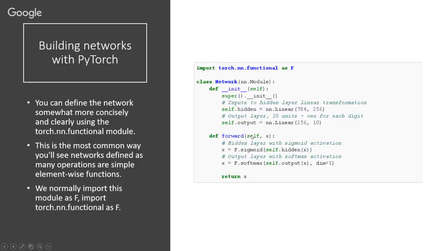Now, the other way of building a network in PyTorch is to use torch.nn.functional as F. You can define a network somewhat more concisely and clearly using the torch.nn.functional module. This is the most common way you'll see a network defined, as many operations are simply element-wise functions. We normally import this module as F, for example: import torch.nn.functional as F.